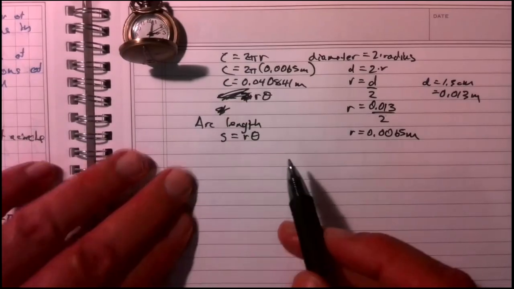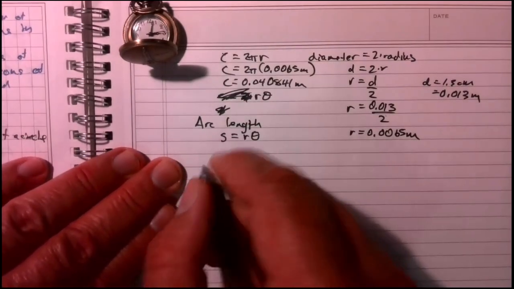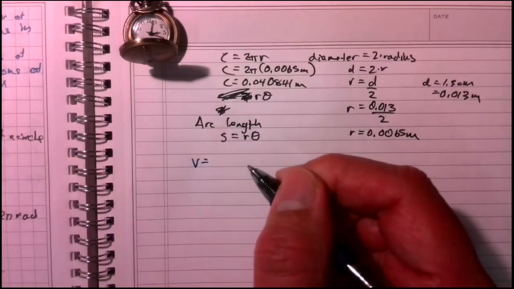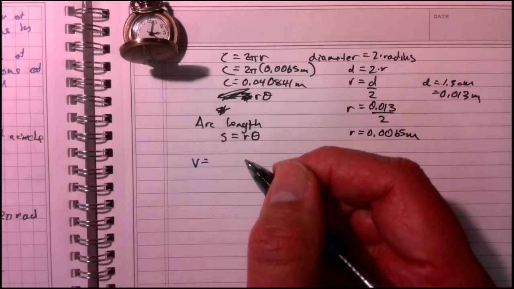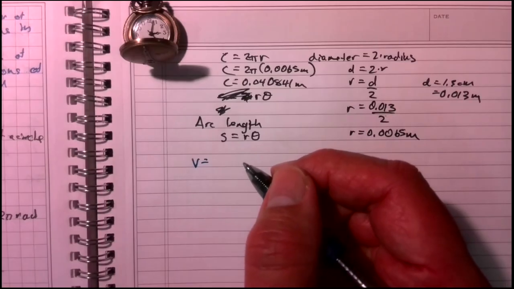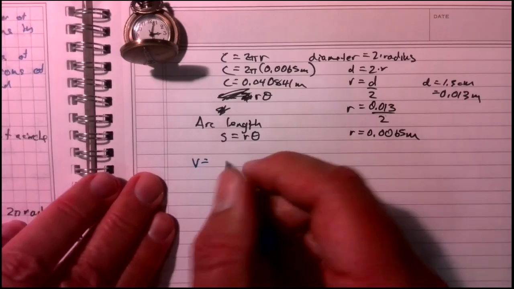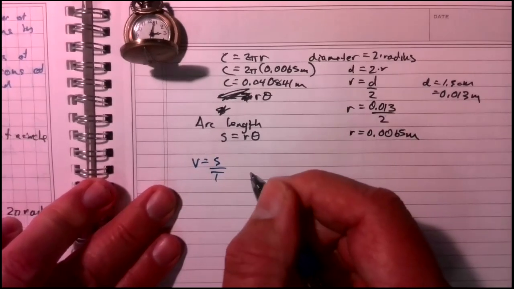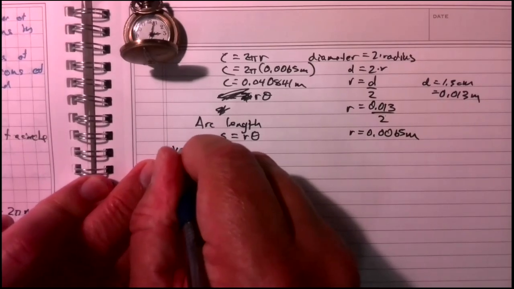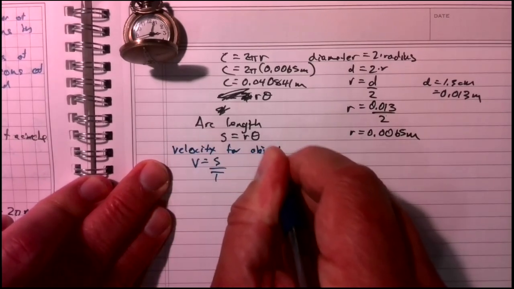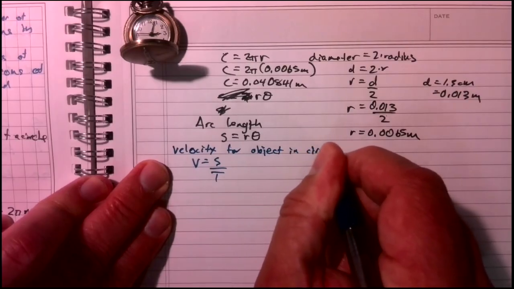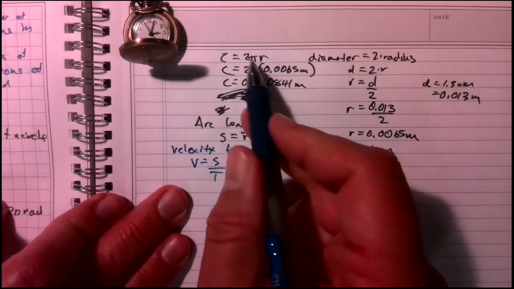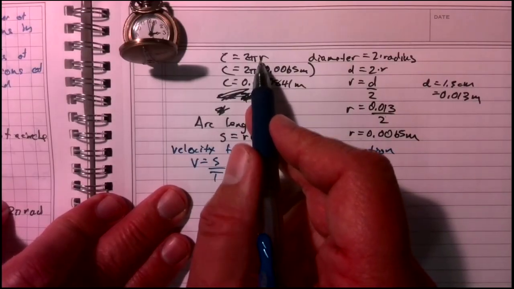And now we need to get our velocity. I think we mentioned this in the last chapter. Our velocity here is going to basically be s divided by t. So velocity, object in circular motion. Now we're just going to plug in the numbers here. What do we need to put? Well, the distance that we traveled was 2 pi r here.